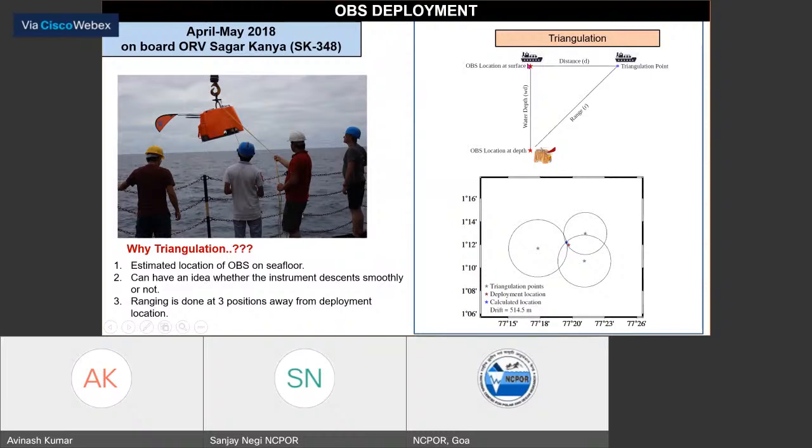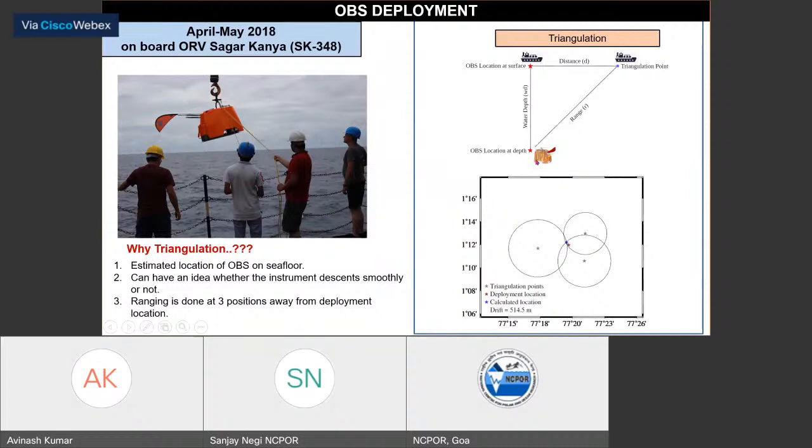Once at the deployment location we release the OBS, it can float to any direction because of the ocean currents. So to estimate the location, we do the ranging, and the ranging estimates the distance between the OBS placed on the ocean floor and the location from where we are ranging it. By this ranging method, using a simple Pythagorean theorem, we estimate the water depth, and the location is estimated by circling around three different positions. So from three different positions, the ranging is done to identify the OBS location.